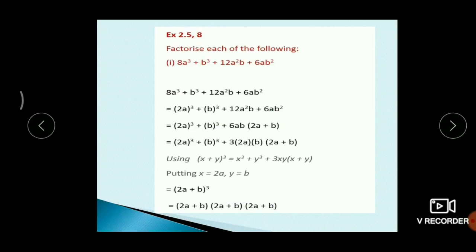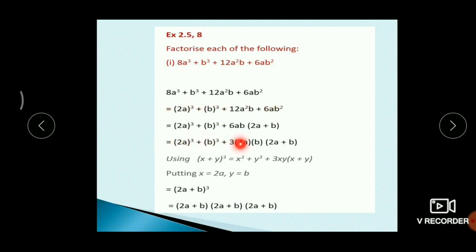So I can rewrite 8a cube as 2a whole cube. I can write b cube as b whole cube. I can write 12a square b plus 6ab square as 6ab times something; I'm going to take common 6ab out of these last two terms. So I can write it like 6ab bracket starts twice a plus b brackets closed, right?